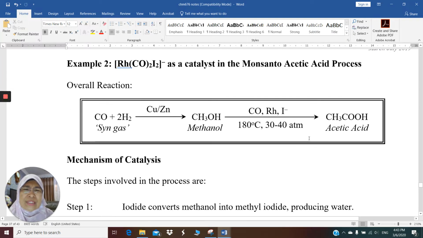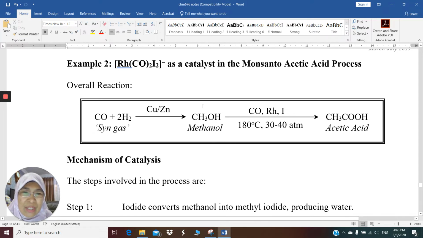Next, I want to go through the second example with you. I'm sure Dr. Nizam has also gone through it with you, which is the Monsanto acetic acid process. It's really very easy. The Monsanto process is the process to produce acetic acid, where carbon monoxide is reacted with hydrogen. The mixture of these two gases is called syngas, not SIN, but SYN, for synthesis gas. In the presence of copper and zinc amalgam, you get methanol. It's a really very easy reaction.